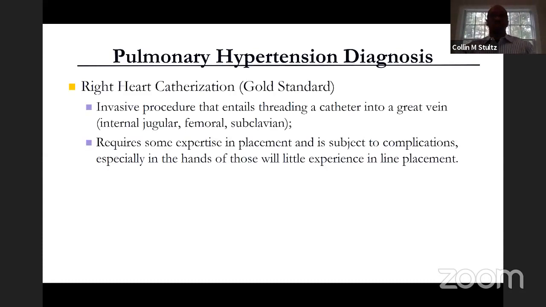Now, the way that pulmonary hypertension is typically diagnosed is with the gold standard of right heart catheterization. It's an invasive procedure that entails putting a catheter into the great vein. It requires some expertise in placement and consequently is subject to some complications. If an intern is doing it, you're probably at a higher risk of complications than with a cardiovascular fellow in training who is much more experienced, or an attending who has done it a lot of times.